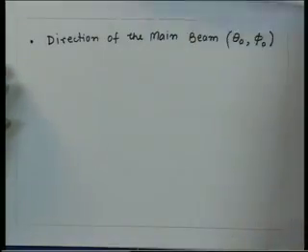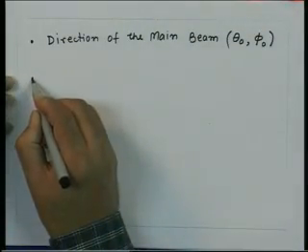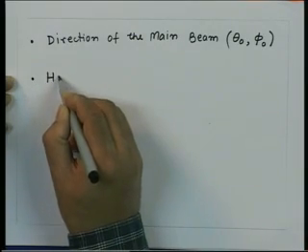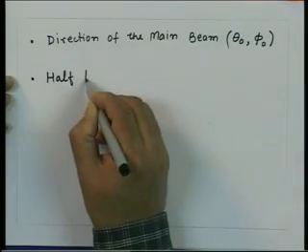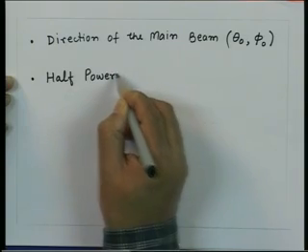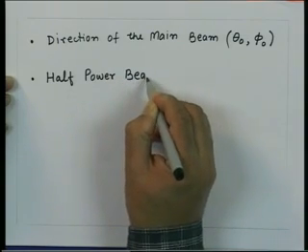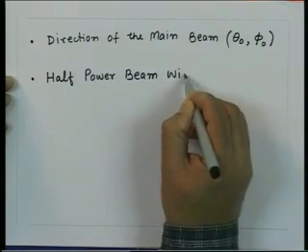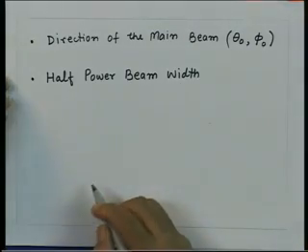So, we have a second parameter, what is called half power beam width.